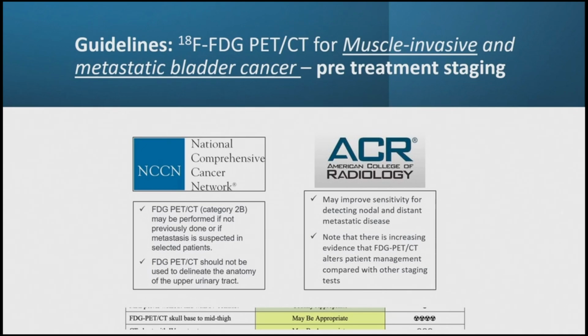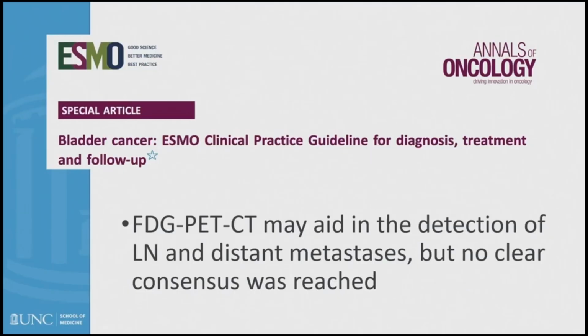However, it's not widely adopted. And the appropriate use criteria says this may be appropriate. So still a bit of a gray area in terms of guideline endorsement for this space. ESMO came out with their statement, and essentially FDG PET CT may aid in the detection of lymph node and distant metastases, but no clear consensus was reached.